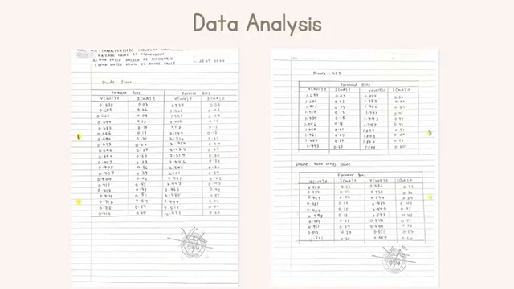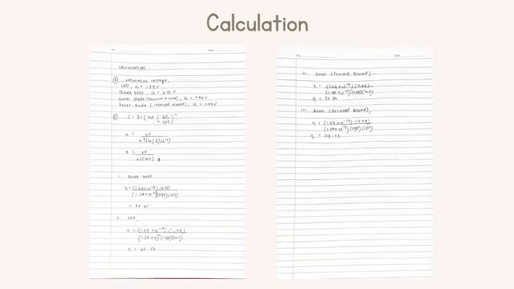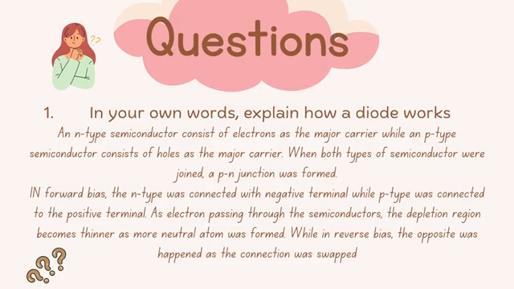This is the value that has been collected from the experiment. From the data collected, we have calculated the saturation voltage for all diodes and also the ratio of the current in each diode. How does a diode work?